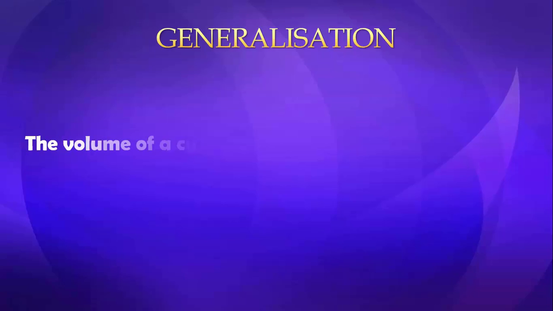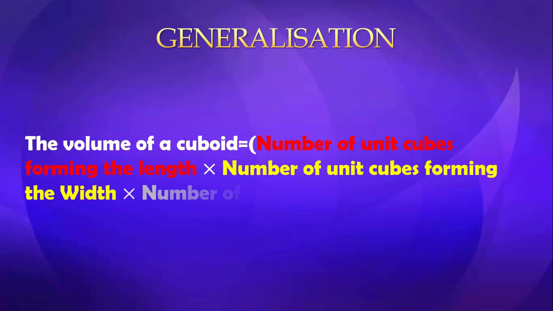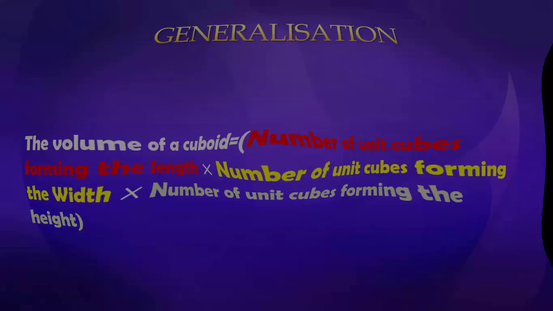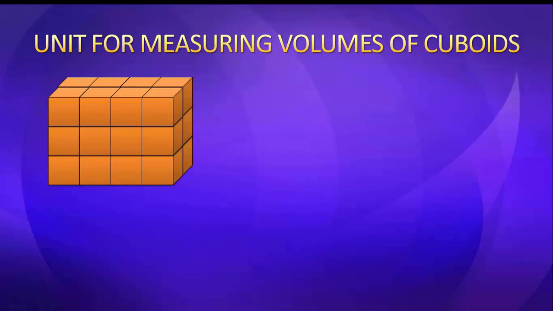Generalization. The volume of a cuboid is equal to the number of unit cubes forming the length, times the number of unit cubes forming the width, times the number of unit cubes forming the height. Consider the cuboid on the screen.